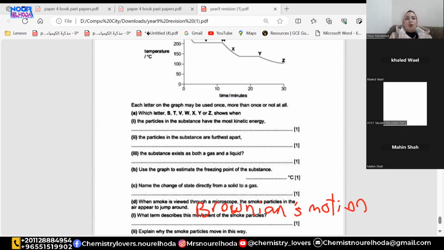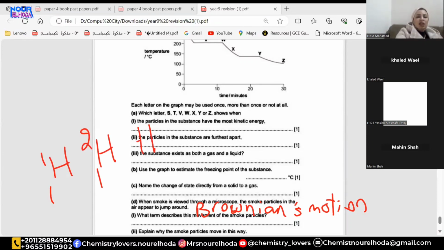What's meant by the term isotopes? Isotopes are atoms of the same element. They have the same proton number, but the mass number is different. As I told you, like hydrogen 1 and 1, hydrogen 2 and 1, hydrogen 3 and 1. All of them have the same small number, the proton number, but the mass number is different. That's why we call them isotopes.